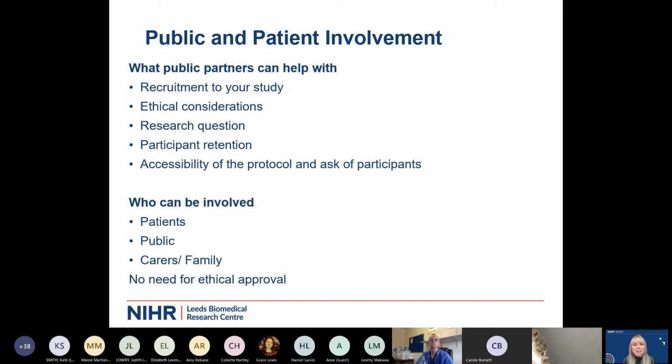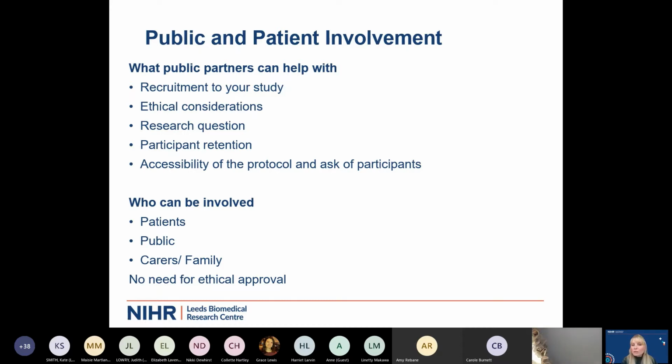They can help you with participant retention. And we often find that studies that have had patient involvement in the design in the early stages are the studies that really retain their participants, because they've listened to what is a realistic ask of the participants within that study. And what will people sign up for and what won't they, and what would be too much of a burden on people. And they can think about the accessibility of your protocol for members of the public.